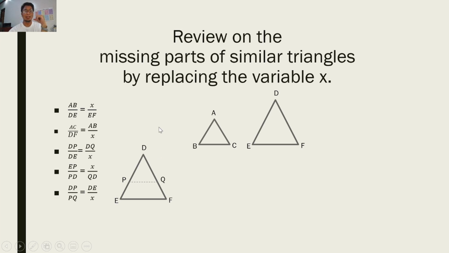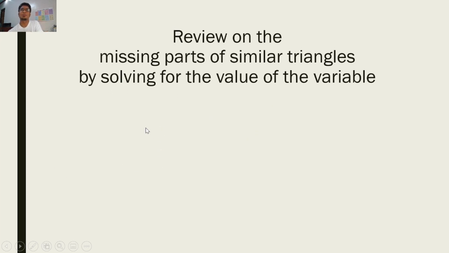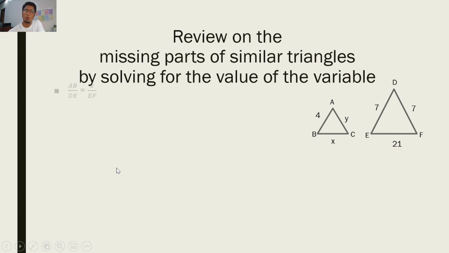Subukan po nating lagyan ng value. So, we have here now 4, y, x, 7, 7, and 21. The same figure that we have used dun sa previous slide. Subukan po natin. AB over DE equals x over EF. So, what we're going to do now, substitute mo natin.